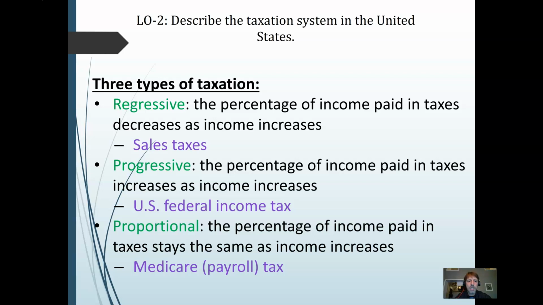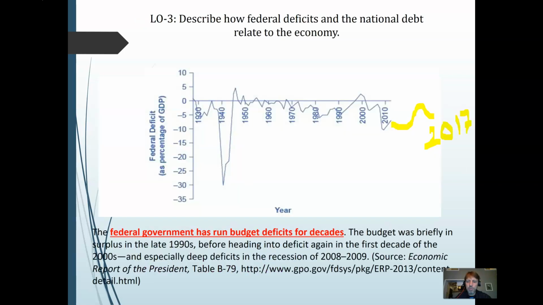That's a progressive tax. And then there's a proportional tax that stays the same percentage regardless of what your income is, whether it goes up or down. For example, the Medicare payroll tax is the same percentage for everyone. So you've got regressive, progressive, and proportional taxes.